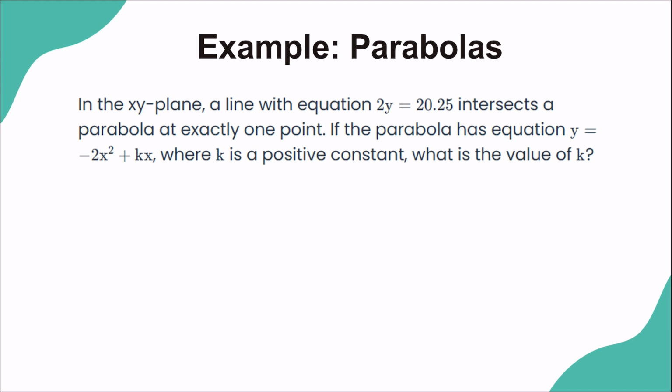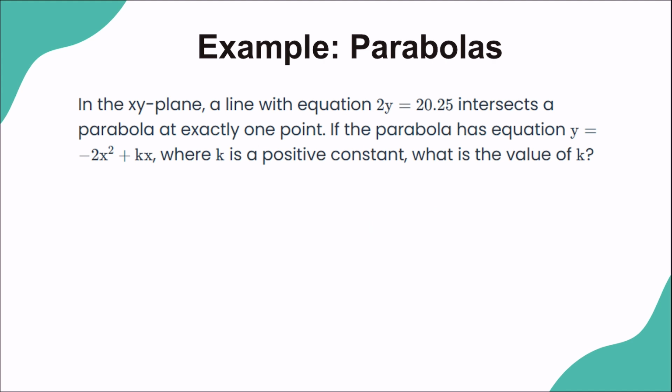Now, this next example is a little more involved, but it's going to demonstrate an idea that's really powerful. So stay with me on this one. It says in the xy plane, a line with the equation 2y equals 20.25 intersects a parabola at exactly 1 point. The parabola has equation y equals -2x squared plus kx, where k is a positive constant. What is the value of k?